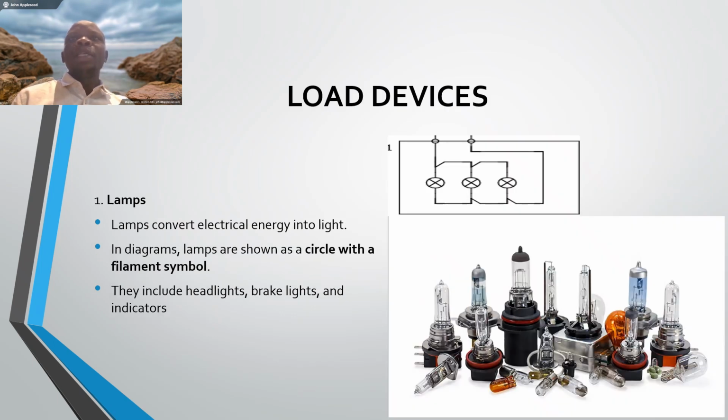We have load devices. Under load devices, we'll have things like lamps. Lamps convert electrical energy into light. In the diagram, lamps are shown as a circle with a filament symbol, as you can see up there, and downside you will see the lamps themselves. They include headlights, brake lights, and indicators.